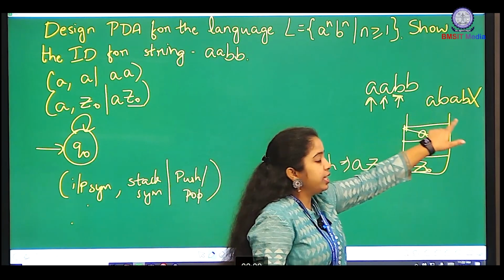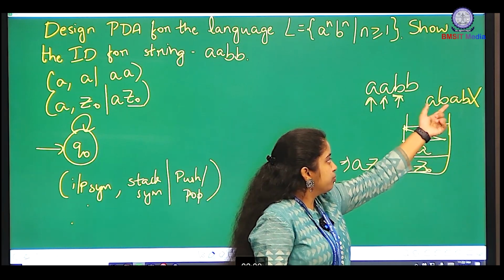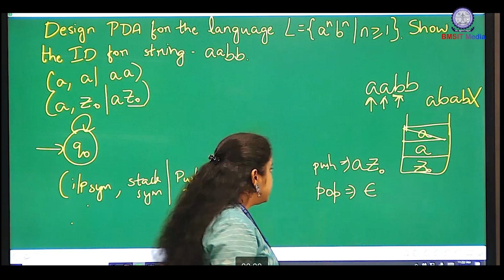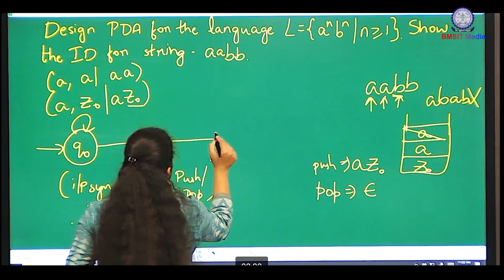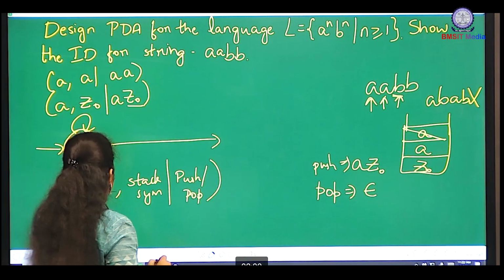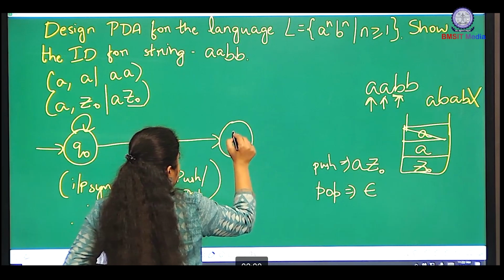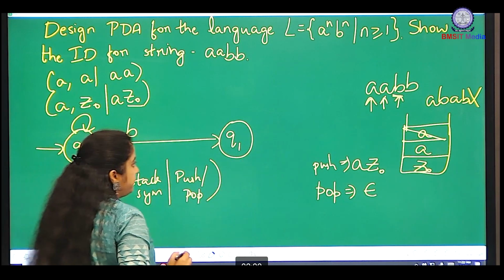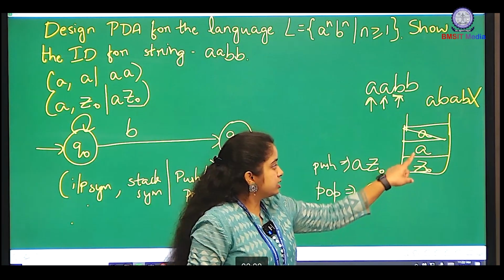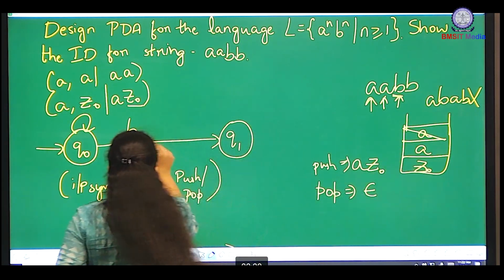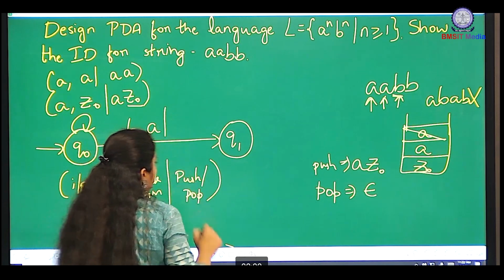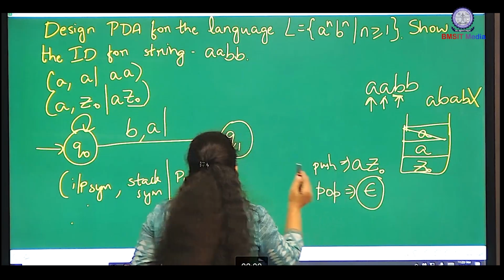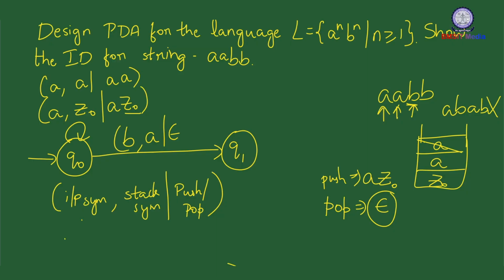So what is this AB? We are reading A, popping for B, again you are reading A. That should not be possible, which means you need to change the state from Q0 to Q1 when you start reading B. When you start reading B, B is the input symbol. What is there on the stack? Stack contains A, and you start popping it. Pop is represented using epsilon, so you will write epsilon.